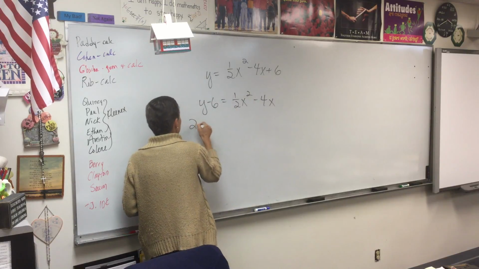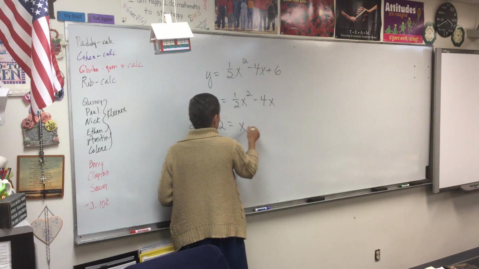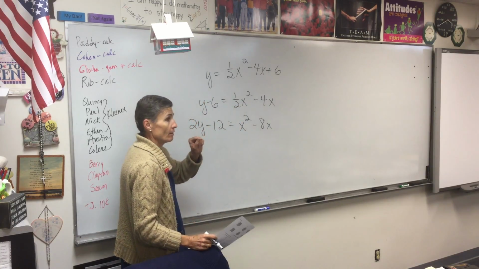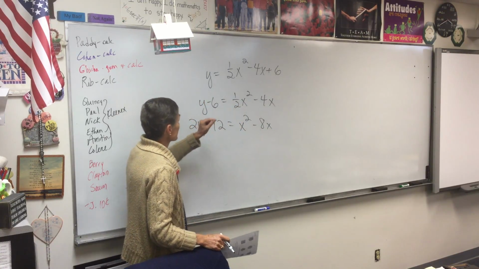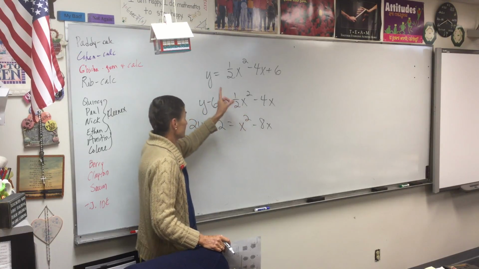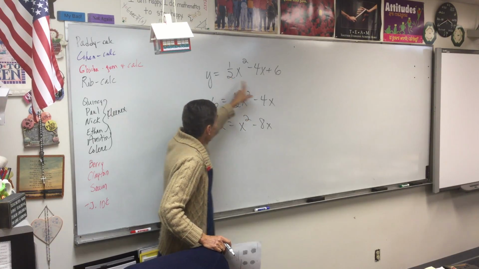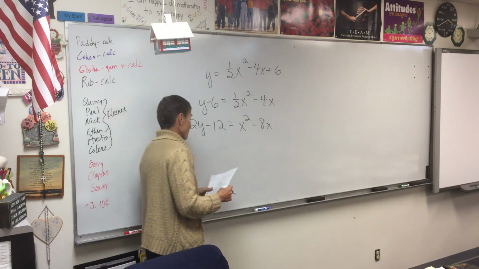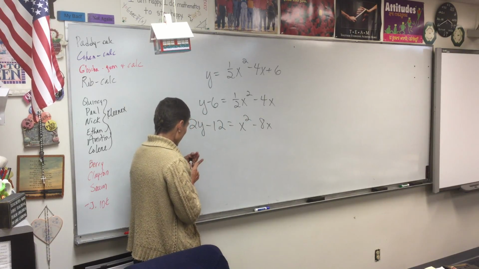And I'm going to multiply everything by 2. Now I've taken care of my issues. My issues are this: I have to be able to complete the square. That's got to be gone. That's got to be gone. So I moved it over and multiplied by 2. Now I'm ready to actually complete the square.